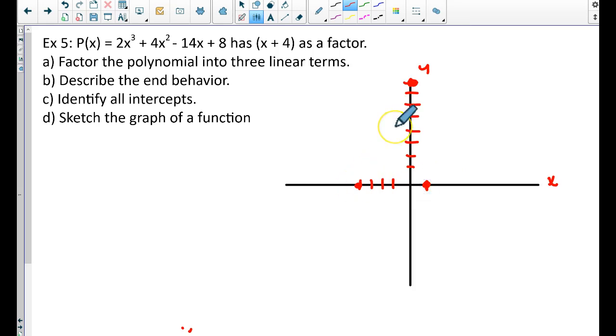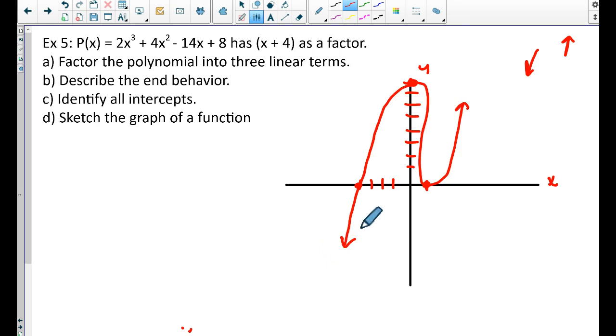So we're graphing those 3 points, and we know the end behavior is that it falls to the left and rises to the right. It's going to pass through at negative 4. It's going to pass through the y-intercept, and then it's going to bounce at 1. And here, ladies and gentlemen, you have a beautiful graph. Enjoy!